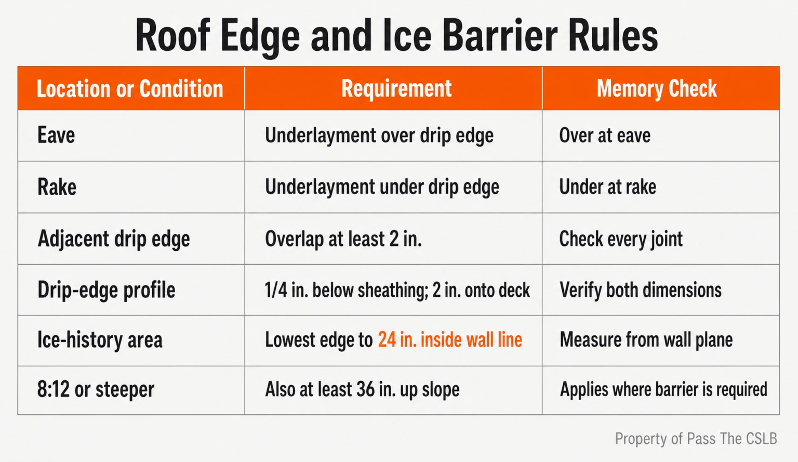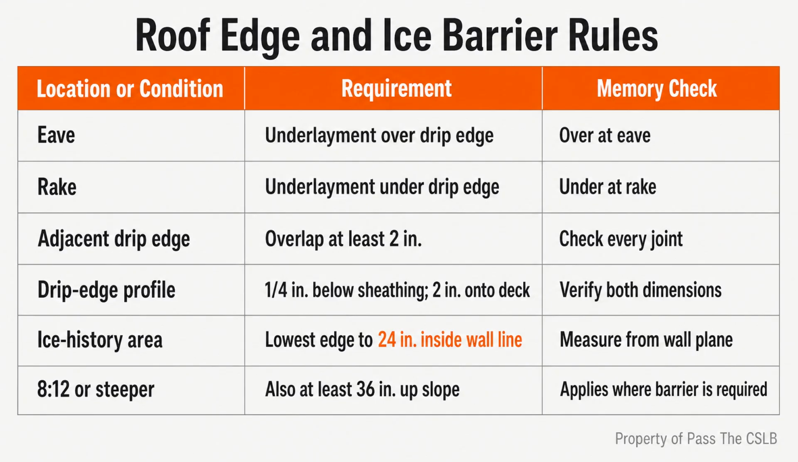On a roof slope of 8 and 12 or greater, where the ice barrier is required, the barrier must also extend at least 36 inches, measured along the roof slope from the eave. The words also and where required matter. A steep slope does not by itself prove that every California project needs an ice barrier. The climate trigger still has to apply.